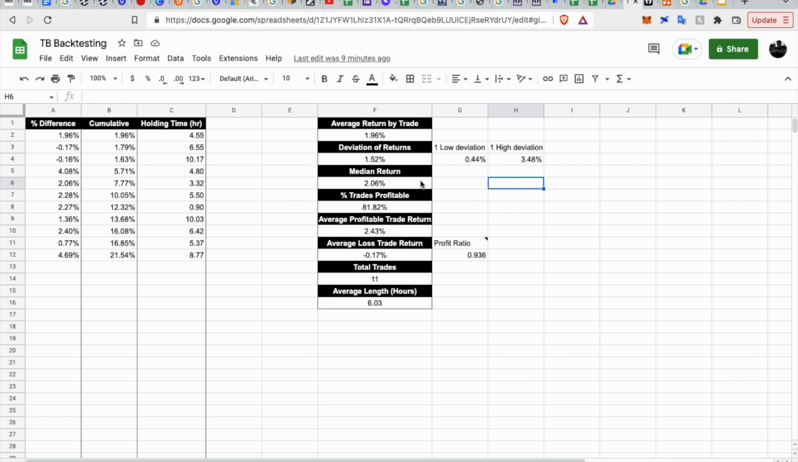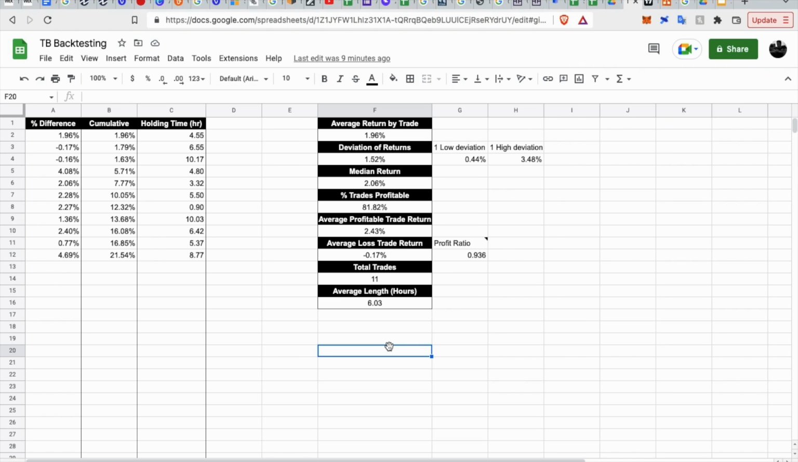We have a median return of 2.06%, about 82% trades profitable with an average profitable trade return of 2.43% and an average lost trade return of negative 0.17%. Of course, we only had 2 lost trades, and this is a very low sample size, so I encourage you to do your own research. We had a profit ratio, which is the average profitable trade return in relation to the average lost trade return, of about 94%. We have 11 total trades, and the average length of holding between a buy and a sell was about 6 hours.